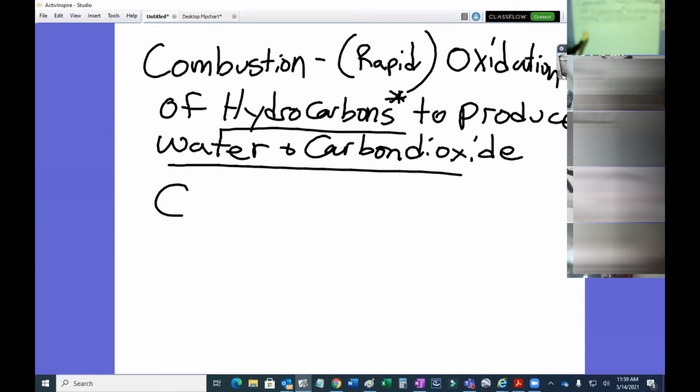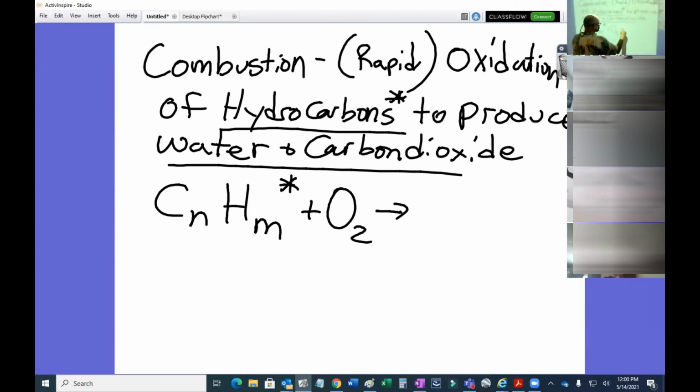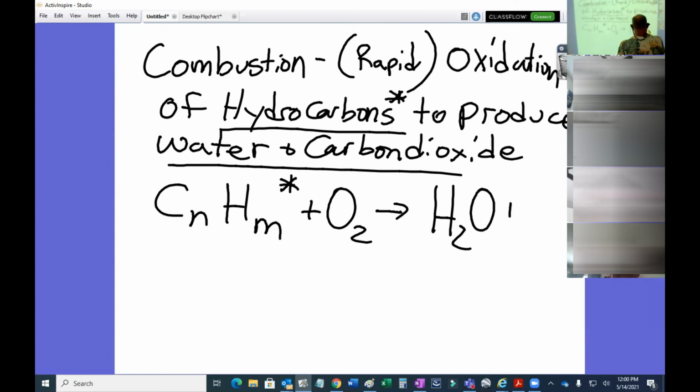So here's the generic format, CnHm. Put that asterisk up here, same as that single asterisk there, plus O2 yields... And I'm not going to balance it because we have n and m there, and it turned out to be a very algebraically ugly equation. I'm just going to say you get this. It's not balanced. You could do the balancing, but that's it. These four things are required in the reaction for it to be classified as combustion. Not Mg plus O2, not H2 plus O2. Those are synthesis reactions.